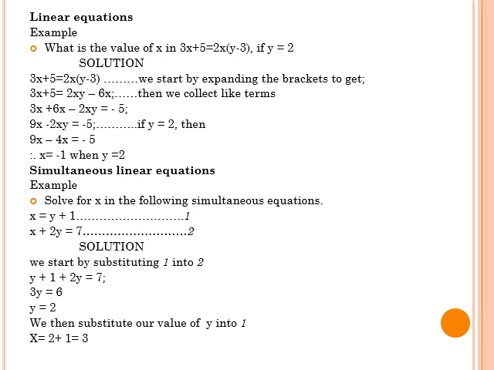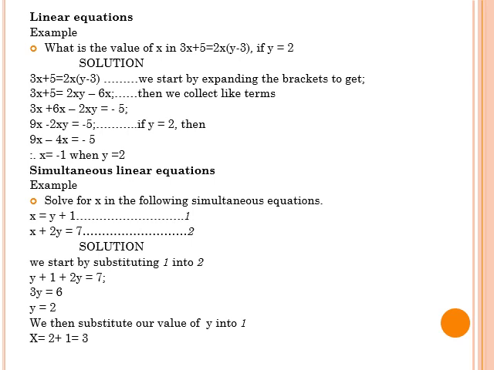The next thing we are going to do is to substitute the value of y into our equation. When we substitute the value of y into our equation, we have 9x minus 4x is equal to minus 5. When we subtract, we are going to have 5x is equal to minus 5. Then we have to divide both sides by 5 to get the value of x.